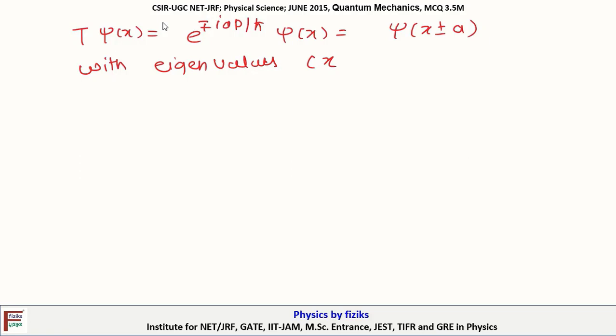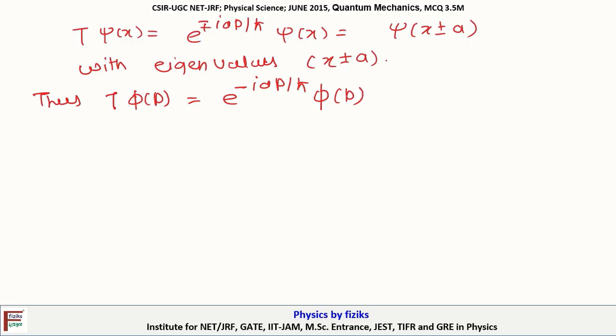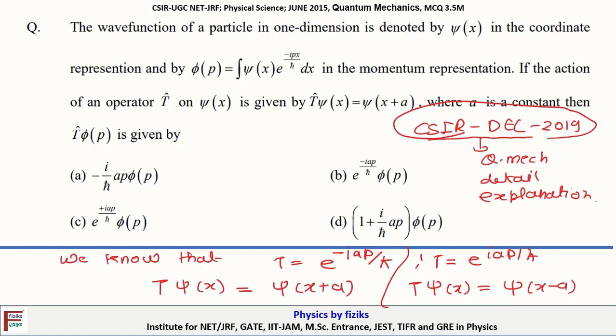x plus or minus a. Thus, if T operates on phi p, we would be having e to the power minus iap by h cut phi p. And that can also be represented in p plus a. So for this problem, our option B is correct.